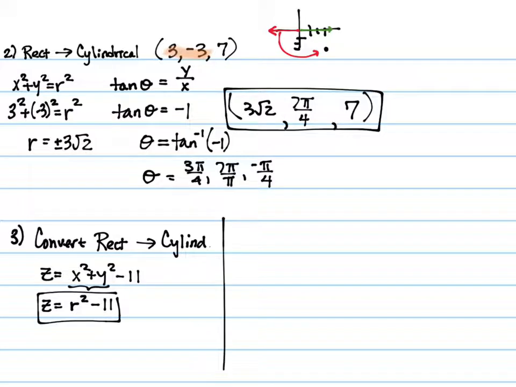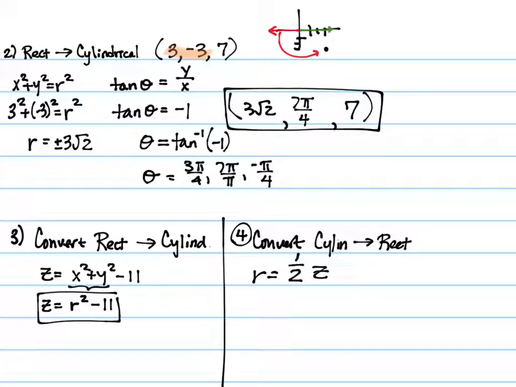Let's do the other one. We can probably fit it in right here. And we're going to convert and go the other direction. So we're going to go from cylindrical into rectangular, and we are going to have the equation r equals 1/2 z. Now, this one's not quite as straightforward as the last one. It's okay. We do have a z. That's okay. But I don't want there to be an r. I need to swap it out for something.